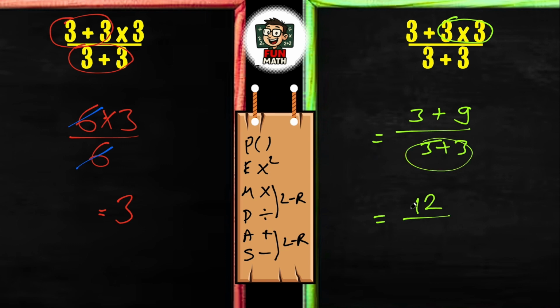3 plus 3 equals 6. Finally, we do the division. 12 divided by 6 equals 2. The correct answer to the question is 2.